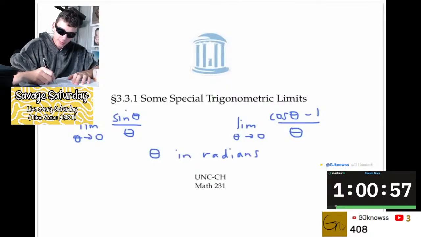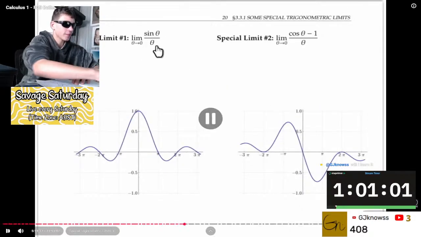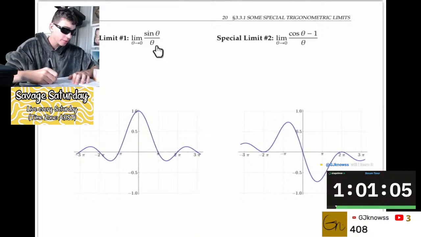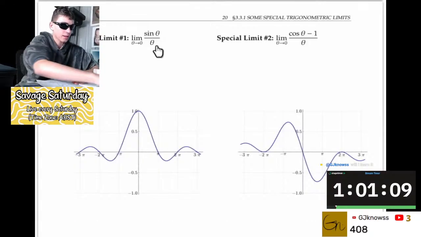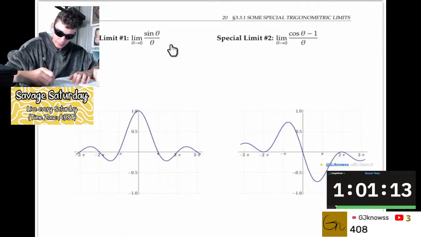Let's consider the limit on the left first. That's the limit as theta goes to 0 of sine theta over theta. Notice that we can't just evaluate this limit by plugging in 0 for theta, because as theta goes to 0, sine theta in the numerator also goes to 0, and theta itself goes to 0, so we end up with a 0 over 0 indeterminate form.